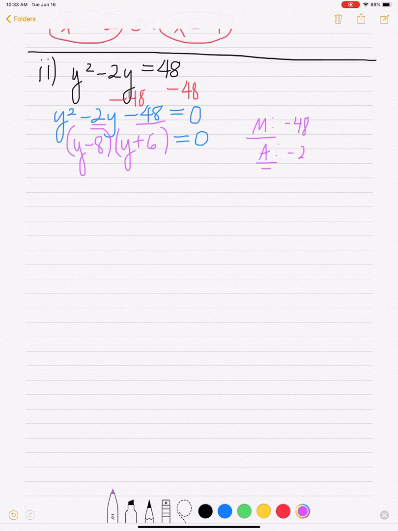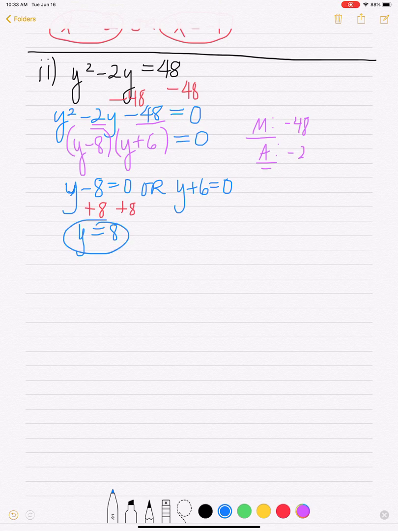All right, so I got my two factors. Now, according to the zero factor property, I set those equal to 0. I've got something times something equal to 0, so either the first one's 0 or the second one's 0. In the first one, I'll add an 8 to both sides to get y by itself. I'll get y equals 8. On the second one, I'm going to subtract a 6 from both sides. I'll get y equals negative 6.